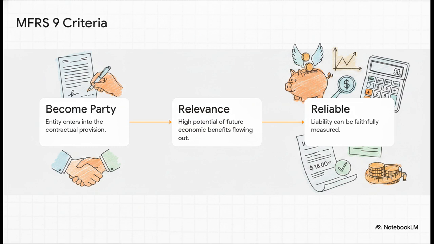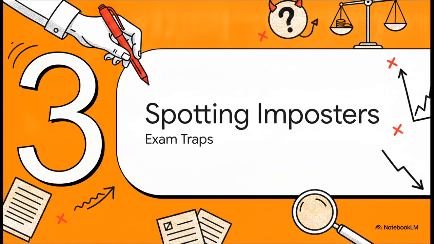First, you must officially become a party to the contract, meaning you actually signed on the dotted line. Second, relevance. It's got to be highly probable that cash is actually going to leave the business. And third, faithful representation. You have to know the exact amount so it can be reliably measured. I mean, if you don't have the exact invoice amount, you definitely can't faithfully represent it. So to sum this up, you need a contract, a probable cash outflow, and an exact amount to faithfully record the liability.